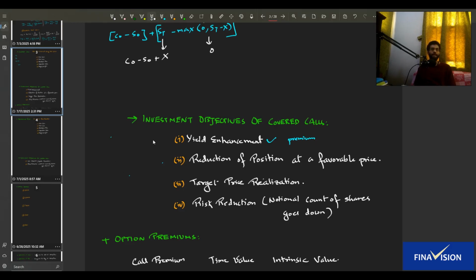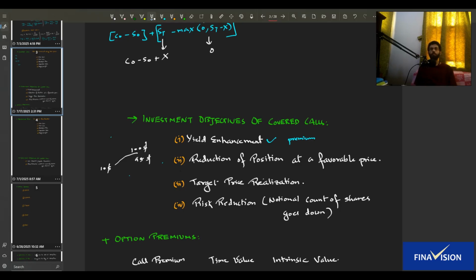So let's say maybe 3 years back somebody bought a stock at $10 and right now the price has reached, let's say, $100. Now the investor might be thinking that the markets are in a late expansion stage and the investor wants to cover for downside. So let's say the investor sells a call at $95. So that is the way in which reduction of position at a favorable price can be done, and it can be done in the long term also, it can be done in the short term also.